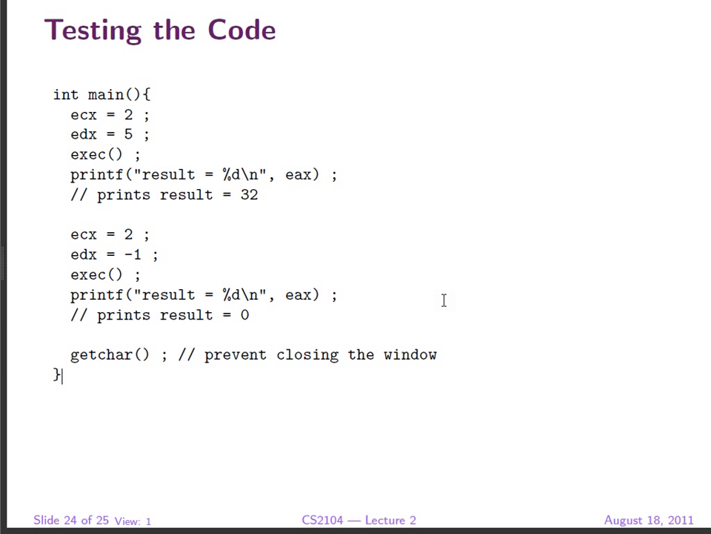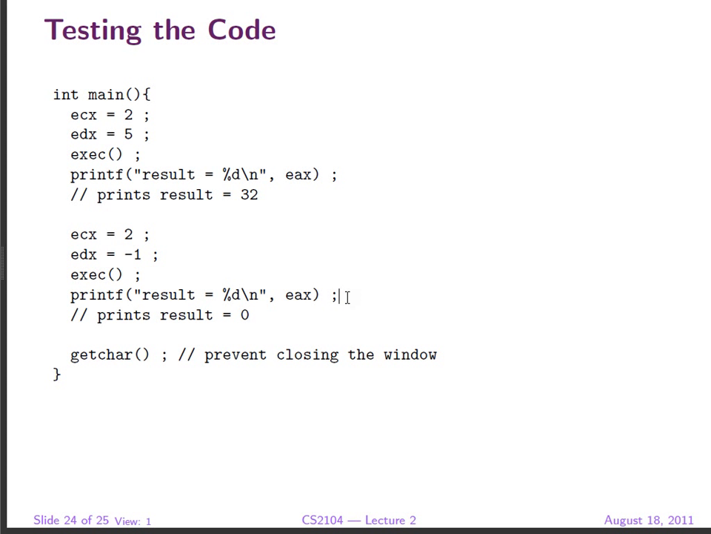So we can test the code, right? So how do we test the code? Well, here we just want to find out whether the code works correctly. So we can write any main function we want. Anything here is allowed, but we want to test whether exec works. So we load the registers, call exec, print result. Load, call exec, print result. So this is testing code.